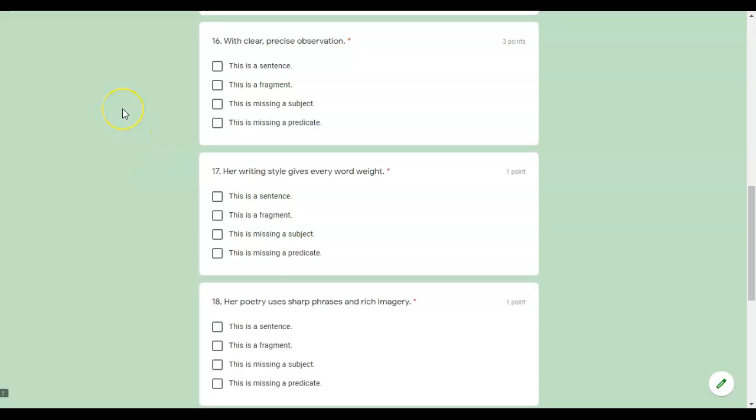With clear, precise observation. Do we know who or what the sentence is about? No. We clearly don't have a subject. Do we know what they did? No. So that is definitely a fragment. It's missing a subject, it's missing a predicate, so that makes it a fragment. Let's look at another one here.